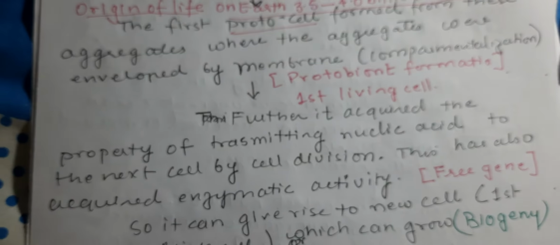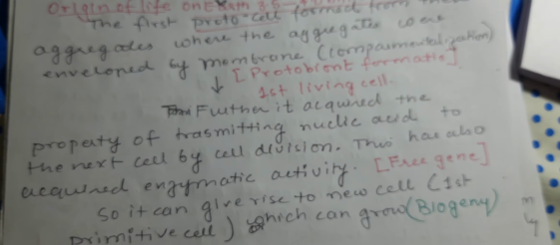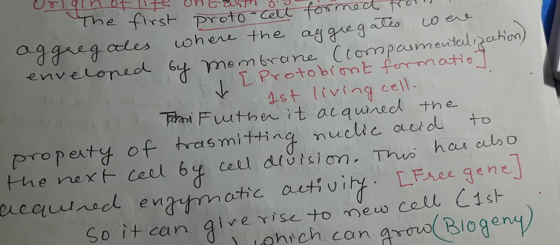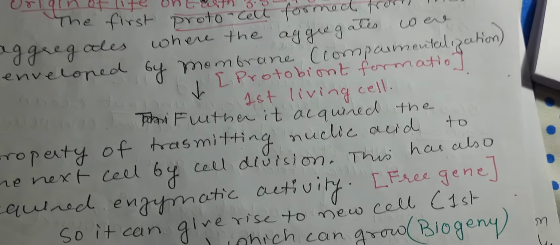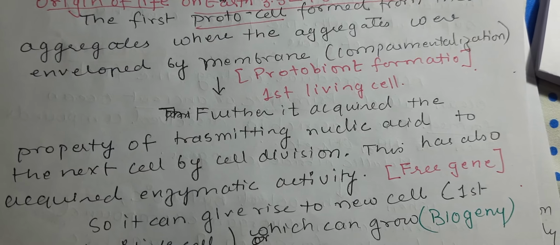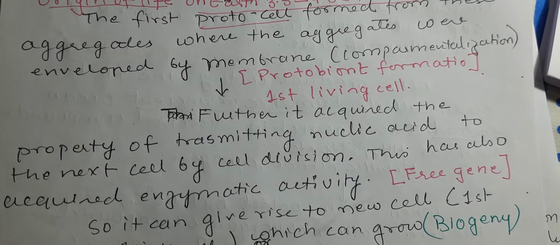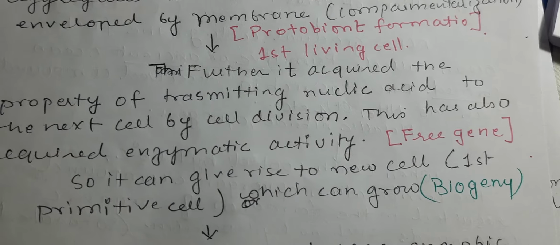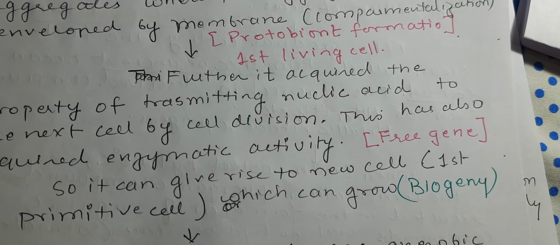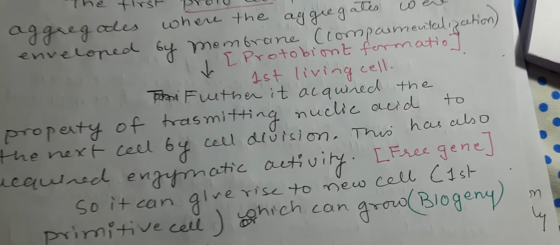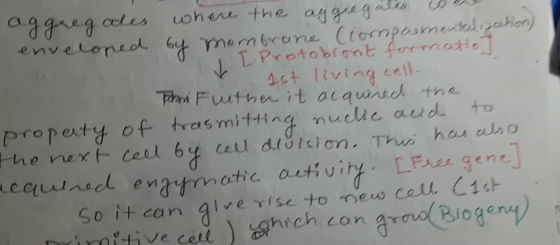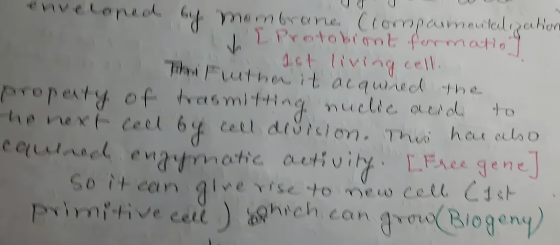Further, it required the property of transmitting nucleic acid to the next cell by cell division, and this also has acquired enzymatic activity. So this is called free gene. So it can give rise to a new cell, that is the first primitive cell which can grow. Okay, so now from the living cell, the next living cell is forming.